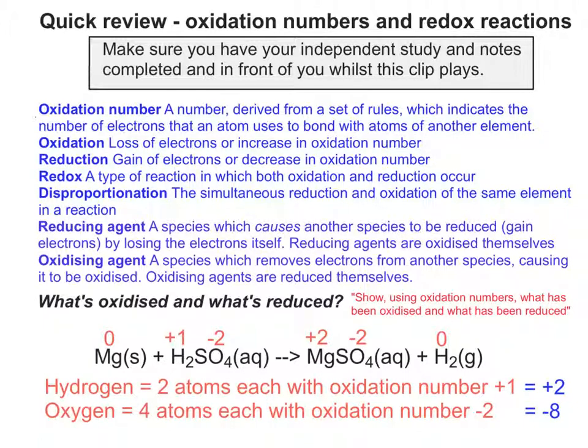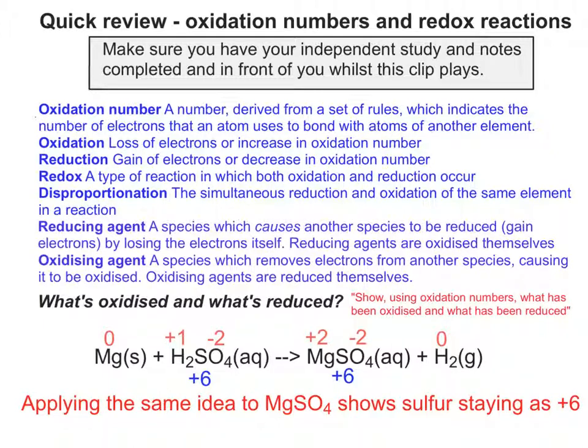With the oxygen, there's 4 atoms each with oxidation number -2. So 4 times -2 is -8. So that must mean to make the whole thing 0, the sulfur has to be +6. Applying the same idea to MgSO4 shows sulfur staying as +6.